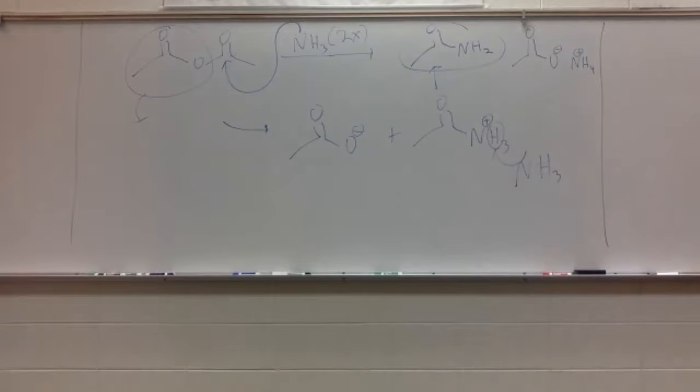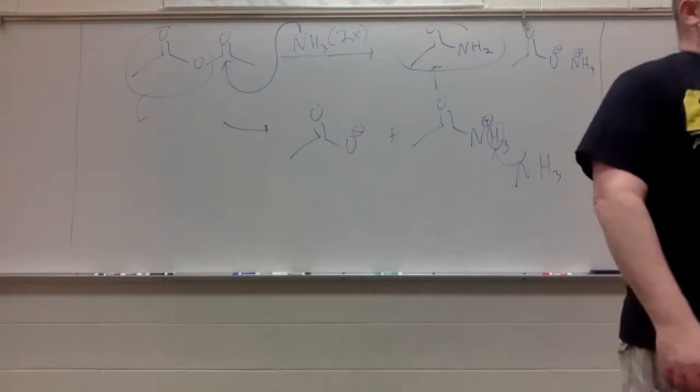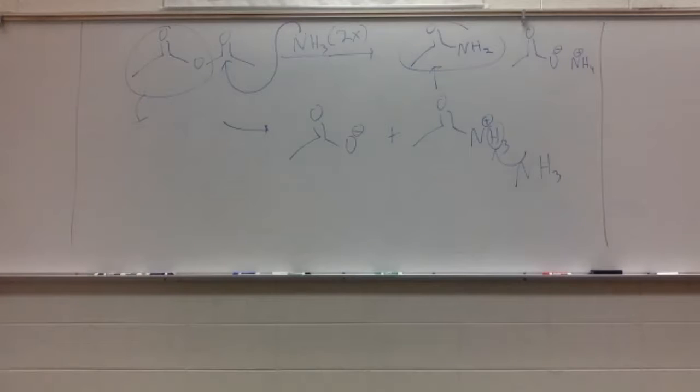Okay? So, anhydride, 2 equivalents of ammonia gives you primary amide. How do you think we make a secondary amide? Use a primary amine. How do you think we make a tertiary amide? Secondary amine, just like we saw with acid chlorides. Okay, so that's not any different.